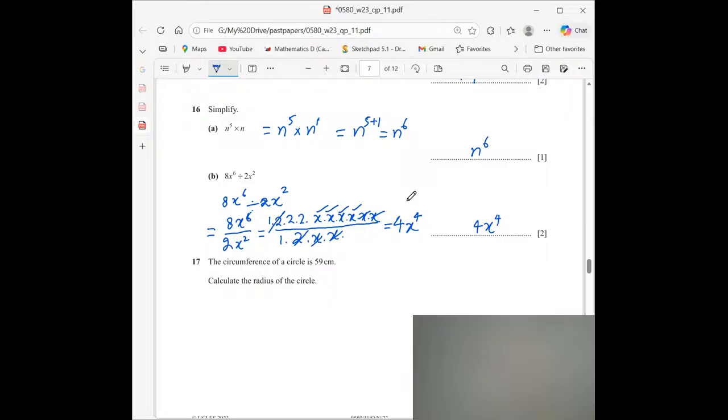Next is 8x power 6 divided by 2x power 2, right? So we can write them as a fraction. First we write them in fraction: 8x power 6 by 2x power 2. We do prime factorization of 8, that is 2 multiplied by 2 multiplied by 2, and there are 6 x's also written in the numerator, divided by 2x.